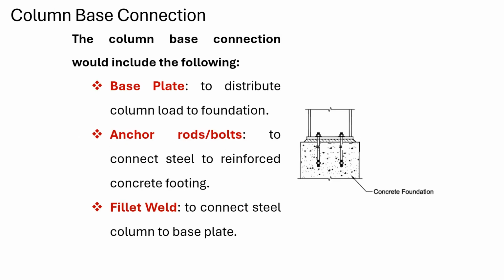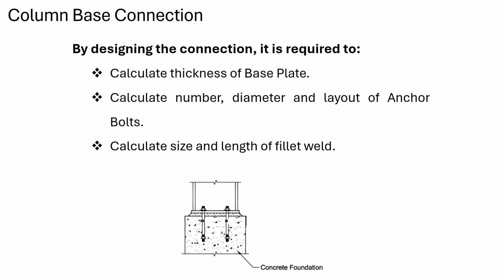So when we say design a base connection, what you need to perform is to get the dimensions of the base plate, also get the number, the diameter and the grade of the anchor bolts, and also design the fillet weld that will connect the I-beam to the base plate. This is the summary of the main parameters required to design. You need to calculate the thickness of the plate and also its dimensions, number, diameter, and layout of anchor bolts, also size and length of fillet weld.